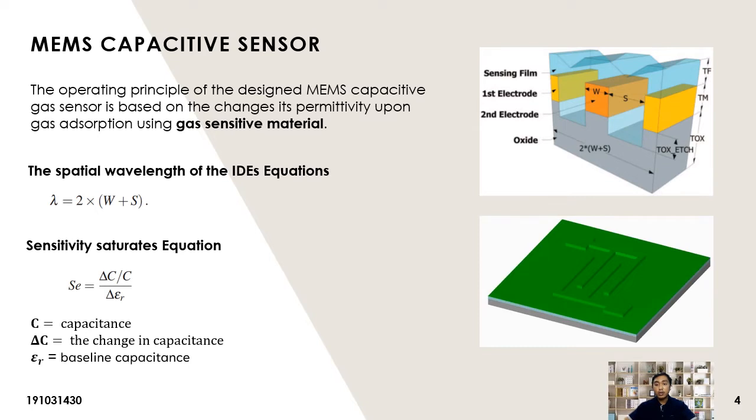There are two electrodes, and the above electrode is a sensing film. And there are two equations to analyze the relative effect of the different design parameters on the sensitivity.